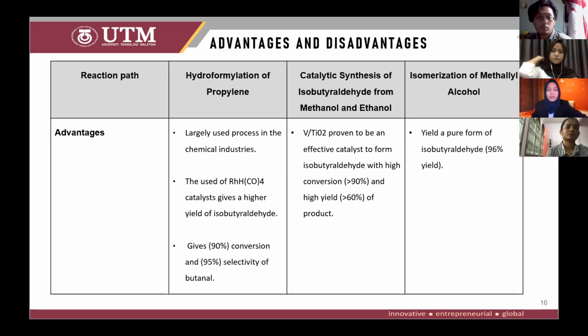While for the second reaction, which is the catalytic synthesis, the catalyst used is proven to be an effective catalyst, which can form a high conversion of isobutylaldehyde and also a very high yield, around more than 60% of the product. While the third reaction, which is the isomerization of methyl alcohol, will yield a pure form of isobutylaldehyde, which is almost 96% of yield.